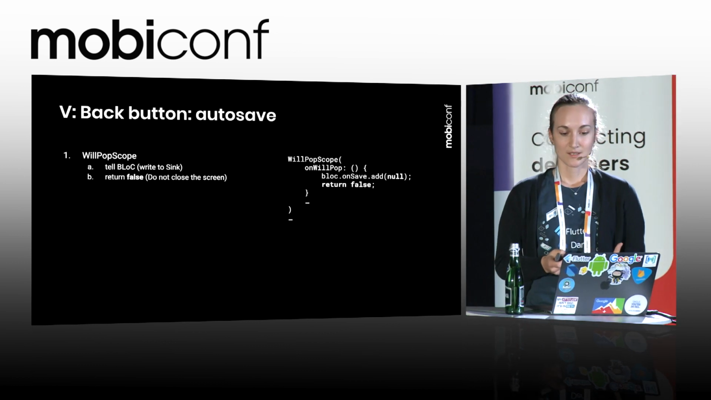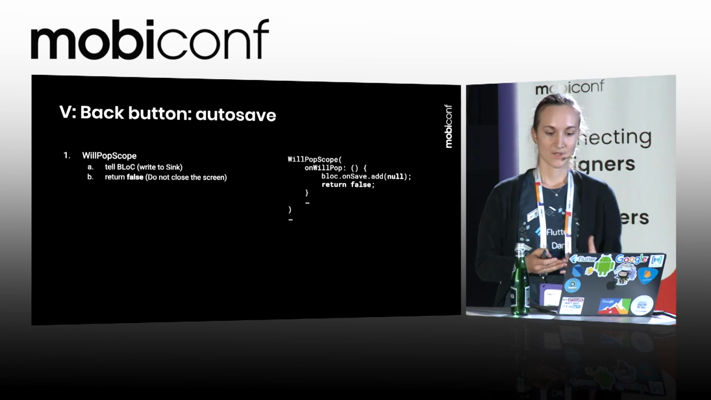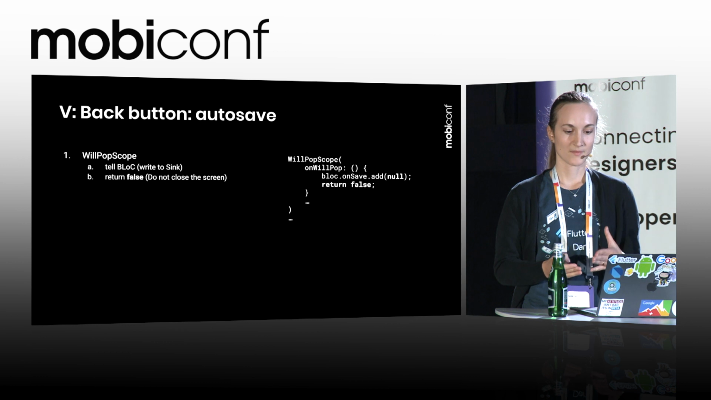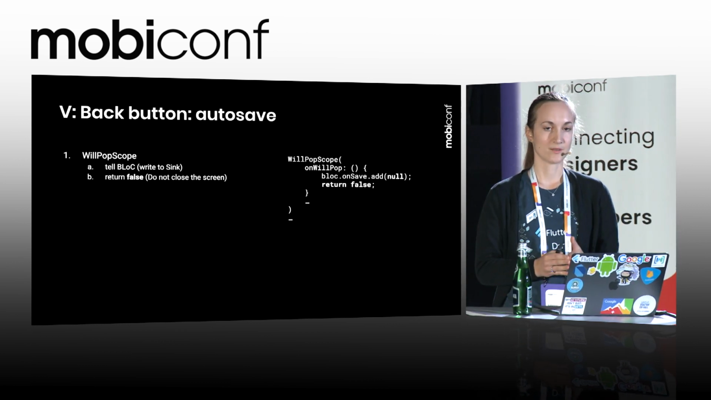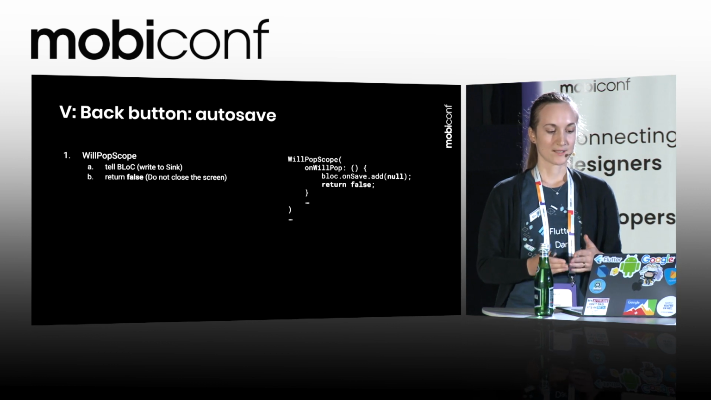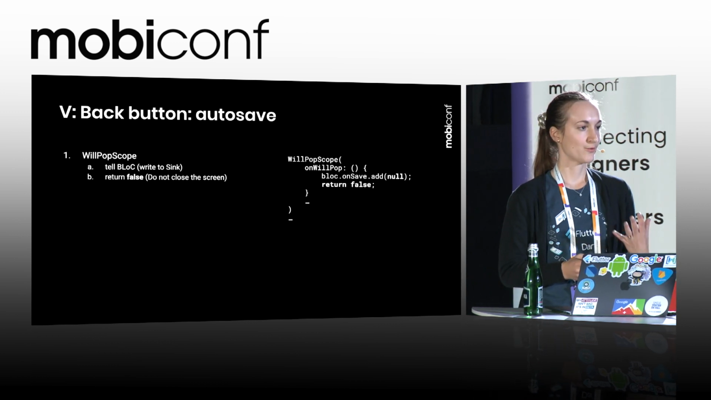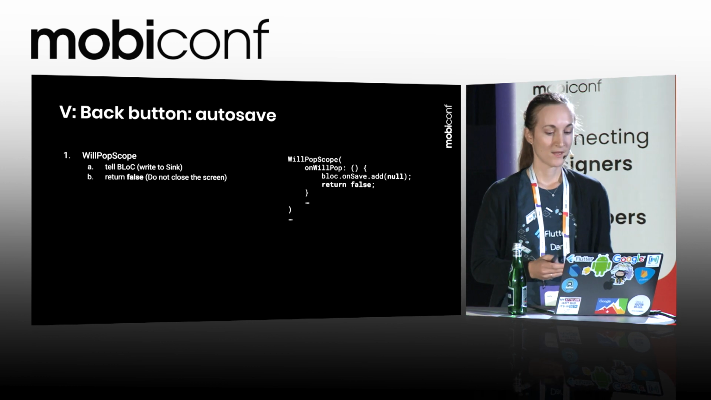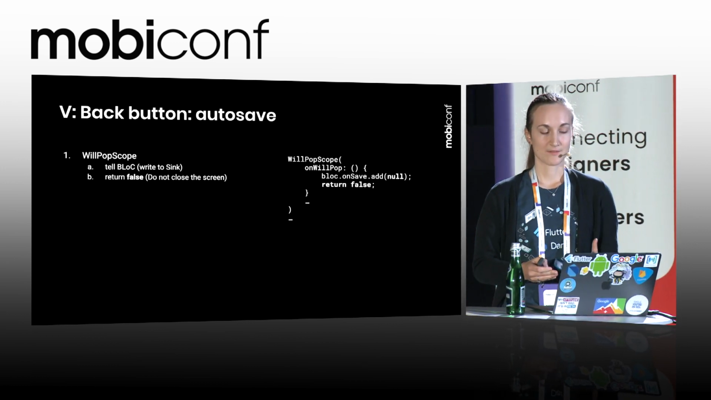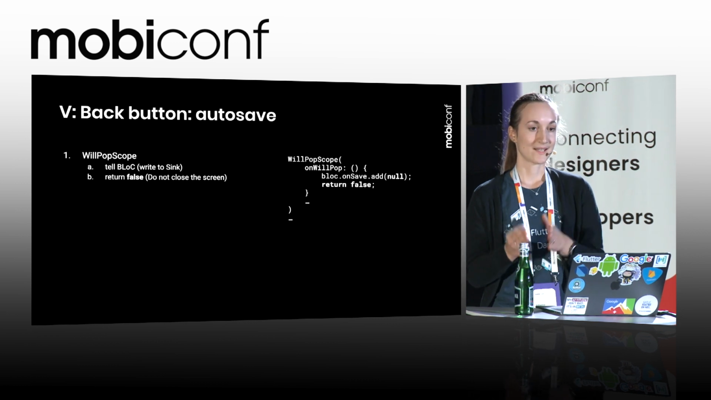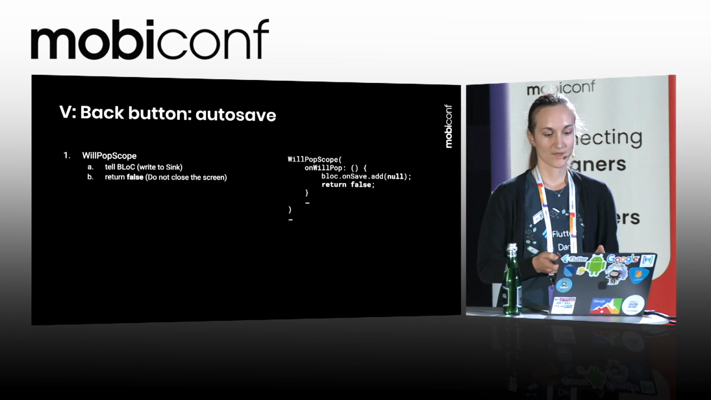Let's consider the autosave scenario. To handle autosaving, you can tell BLoC to save information by writing it to the sink on save. And after that, we immediately return false to not close the screen. In the happy autosave scenario, BLoC tries to save the data and tells the view to close the screen.